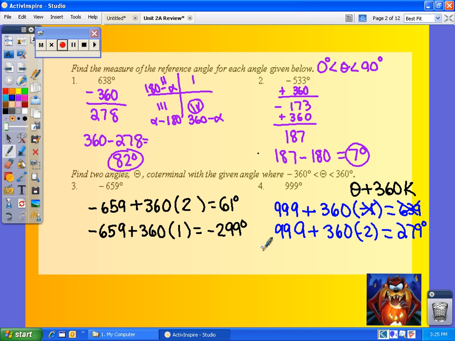So now I need one more. So I'll do 999 plus 360 times negative 3. That's negative 81, and that also falls in between those negative 360 and 360. So that is how you do your coterminals. It's always the angle. The angle should be like this. The angle plus 360 times k.